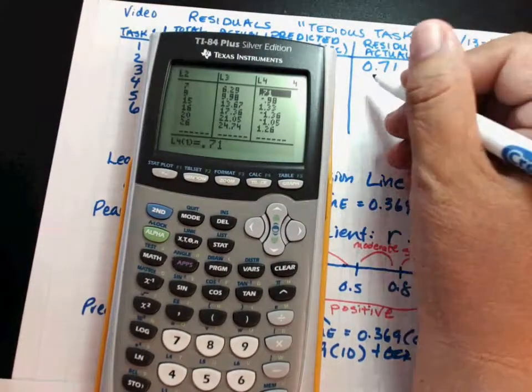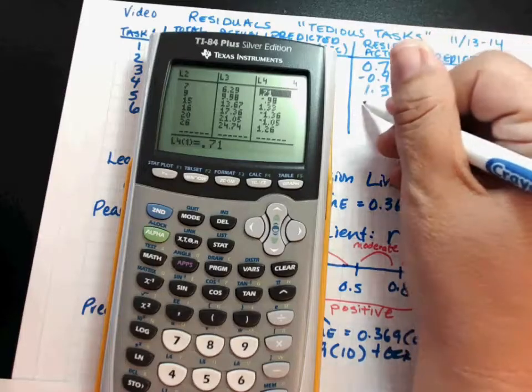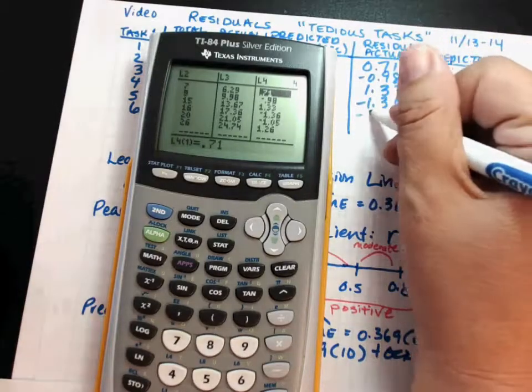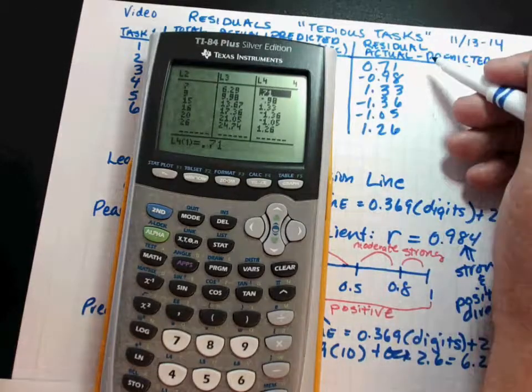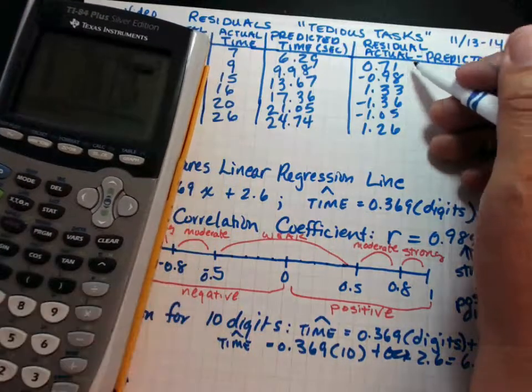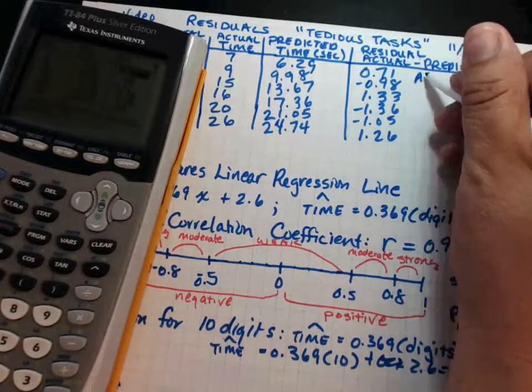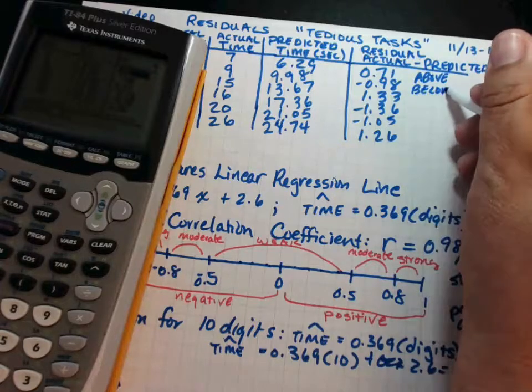See, there's the 0.71 I got earlier. So I have negative 0.98, 1.33, negative 1.36, negative 1.05, and 1.26. So this is my actual points above, and here it's below. Now here's the weird part.